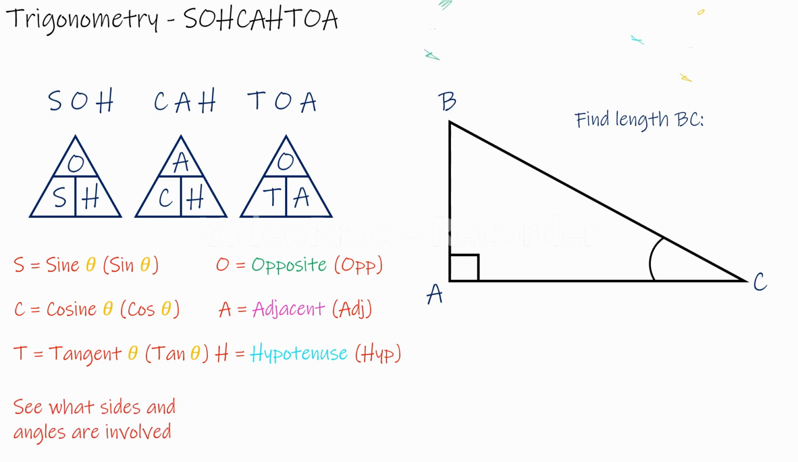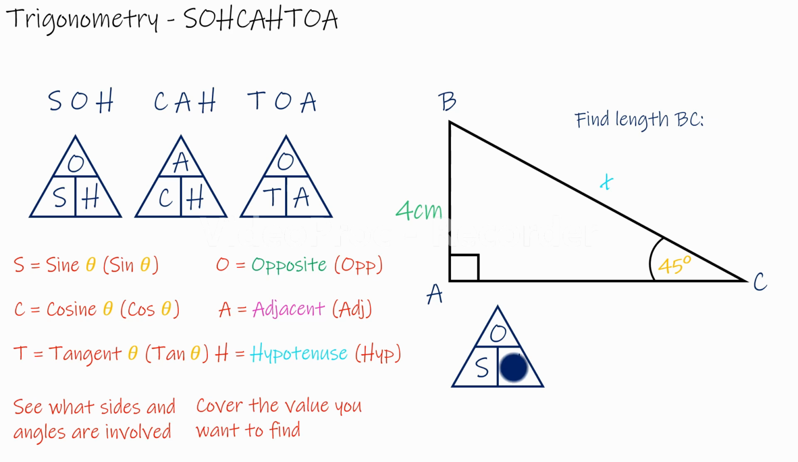Now, first of all, we must see what sides and angles are involved in our question. So here we can see that BA, or our opposite side, is 4 centimeters, and that angle BCA is 45 degrees. Now we need to find length BC, which we can see here is our hypotenuse as it is opposite the right angle. And this allows us to choose which formula triangle we want to use. We know that the opposite and hypotenuse are involved in this, so we must choose the triangle which involves the hypotenuse and opposite.